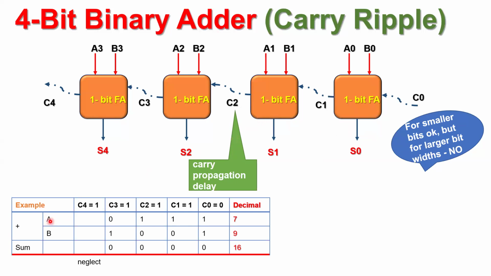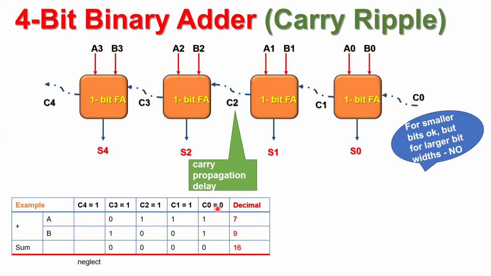So for example, you have a number A and a number B, each 4 bits. This is the bit width of number A, 0111. In decimal, this is number 7. This is the bit width of number B, 1001, which is decimal 9. So in decimal, the addition of 9 and 7 gives us 16. In binary, we'll do this addition now.